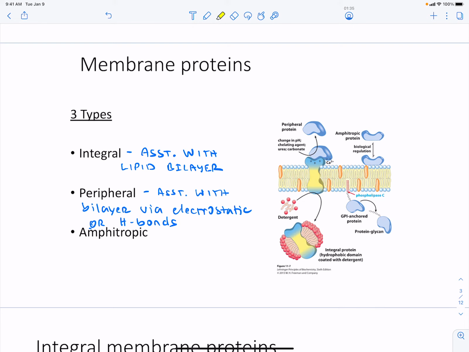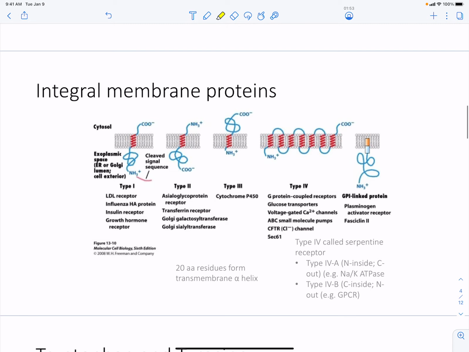So here we have our peripheral protein that's associated. We have our amphitropic protein, which is floating around in the cytosol. And then we have our integral protein, which is associated with the lipid bilayer. Now, some integral membrane proteins that span the membrane are shown here. There are different types, and keep in mind that usually it's an alpha helix that spans the membrane, to keep the more nonpolar and uncharged amino acids interacting with the lipid bilayer. So about 20 amino acid residues make that alpha helix.